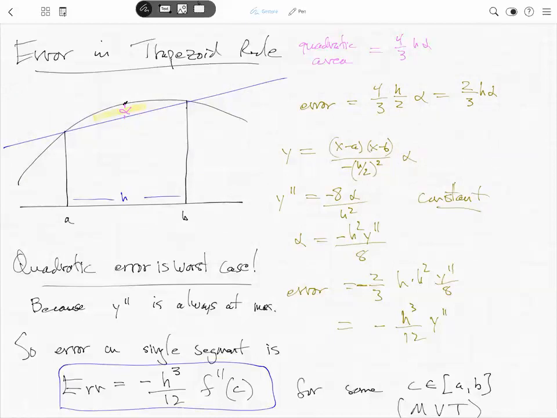Here's an interesting fact. The error that you get with any function is actually maximized in the case when the function is quadratic. I'll just give you an intuitive explanation for that. The idea is that this error in this area here is going to be greater. You can imagine it being greater if the curve goes up and comes down more, right?